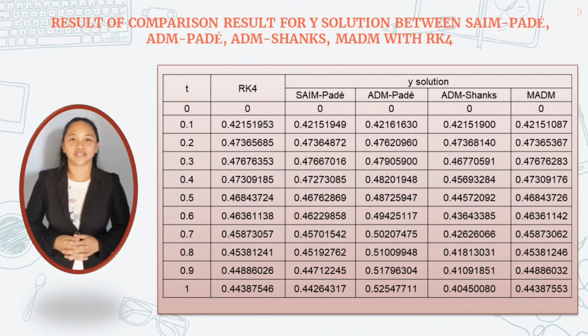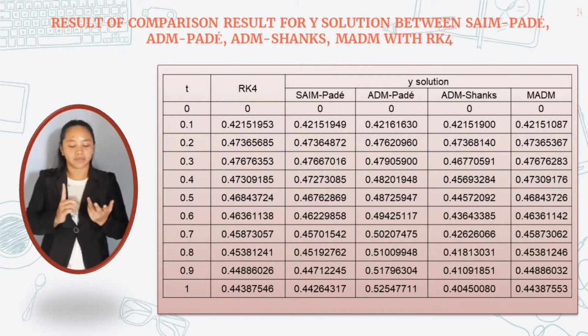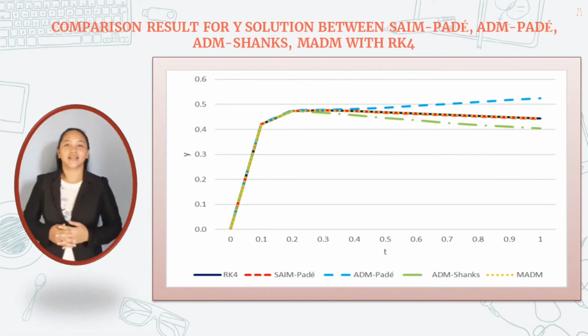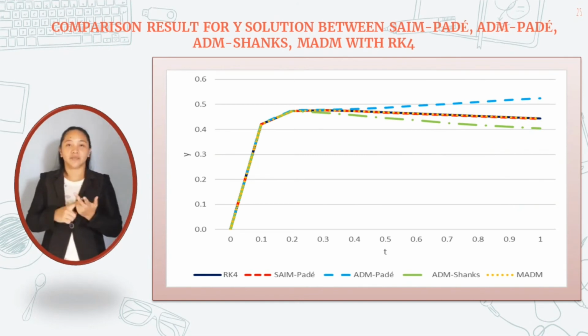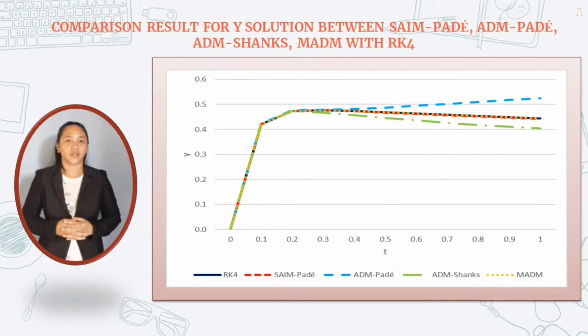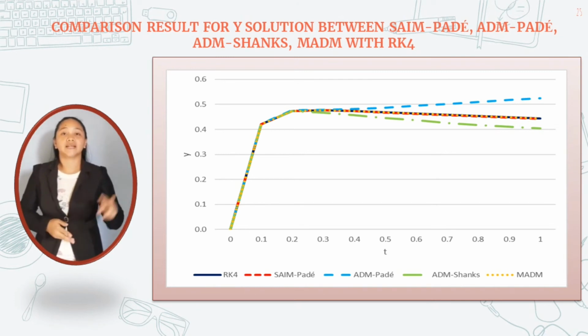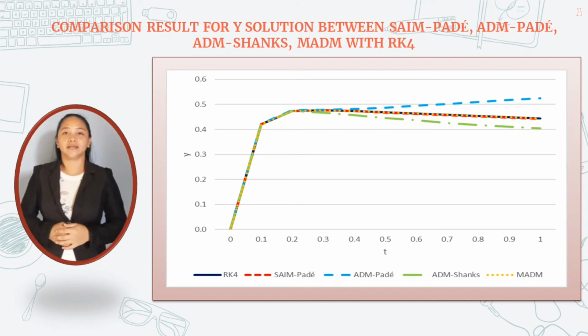The table shows the y solution of SAIM-Padé, ADM-Padé, ADM-Shanks, and MADM as compared to Runge-Kutta 4. For your information, the results of ADM-Padé, ADM-Shanks, and MADM are taken from the Hashim and Slamat article in 2008. The graph indicates the comparison of the y solution of SAIM-Padé, ADM-Padé, ADM-Shanks, MADM with the Runge-Kutta 4 solution. From the graph, we can see that the solutions of ADM-Padé and ADM-Shanks are not good enough to simulate the Michaelis Menten reaction, especially after t equals 0.2. But the other two methods, which are MADM and SAIM-Padé, seem to have more accurate results as they are closer to the Runge-Kutta 4 solution. By taking the 11th term of SAIM-Padé, it is clear that this algorithm matches the Runge-Kutta 4 solution.